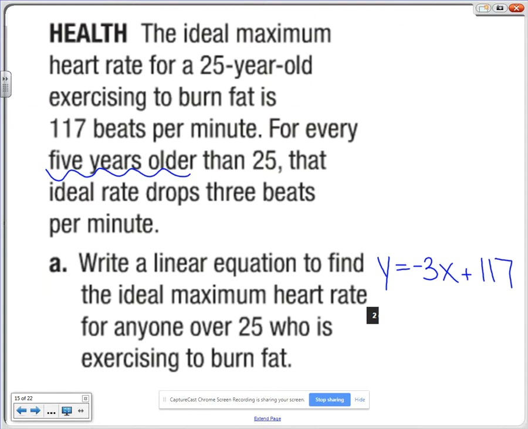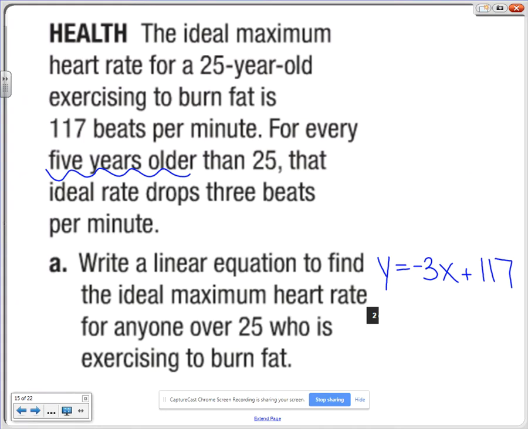Take your 3 and put it in there. 108. So if somebody that is 40 years old that is exercising should have a heart rate of 108. Do you see how we had to take into consideration that every 5 years older? Yeah, you got to make sure you read carefully there.